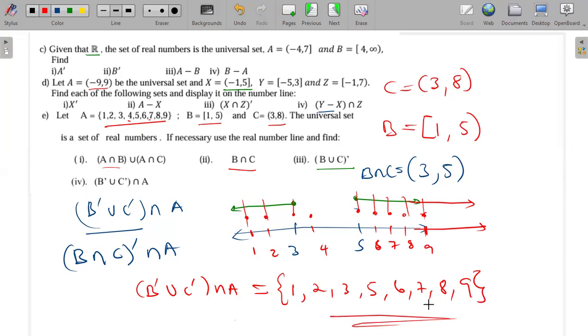And this is how you find these questions concerning real numbers on a real line, using the real line. And this is how you work out all this.